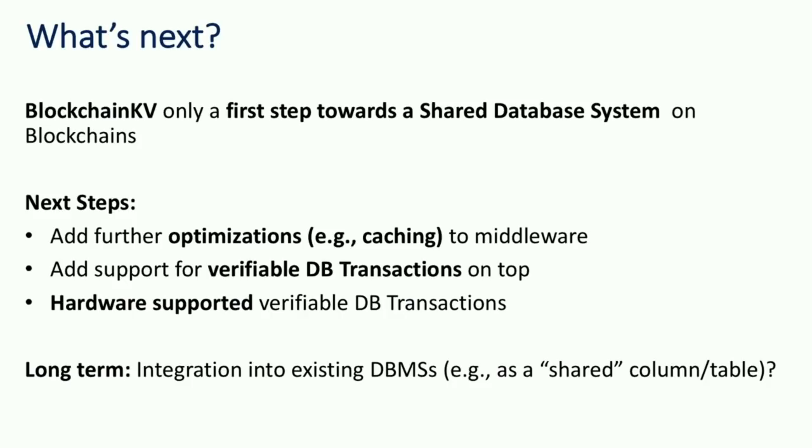So what are we up to next? As I said, it's the first step that we implemented. There are many more optimizations that we haven't implemented, for example, caching in the middleware, but still guaranteeing verifiability. That's something we are working on at the moment. And then for sure go in the direction of having not just a put-get interface, but supporting full database transactions on top of our key value store interface.